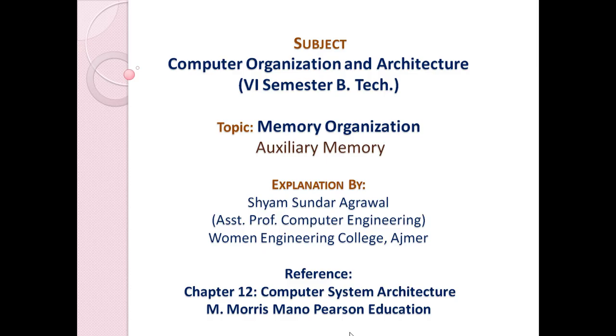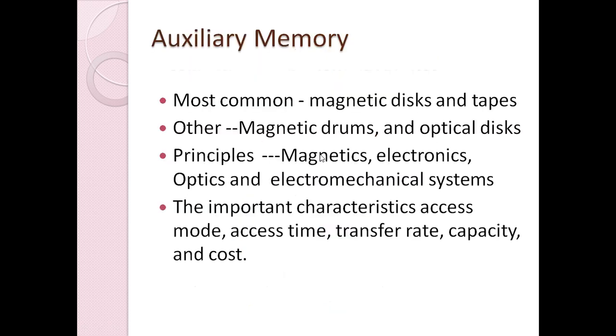Hello, students. Continuing with our chapter memory organization, today we will discuss auxiliary memory. As you know, the auxiliary memory is secondary memory. It has characteristics like huge storage, it is cheaper, and it is comparatively slower. The most common auxiliary devices are magnetic disk and magnetic tapes. Magnetic drum and optical discs are other examples of auxiliary devices.